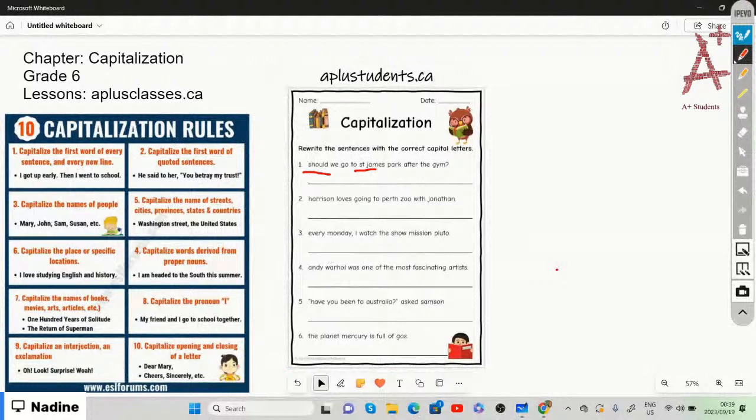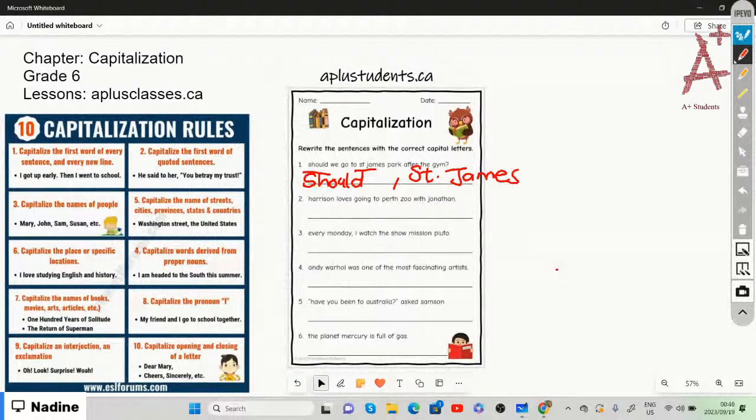I'm not going to rewrite the whole sentence. All I'm going to do is put Should. So should we go to St. James, which means that it is Saint, capital letter, and James. So those are the two words within the first question that need capitalization.